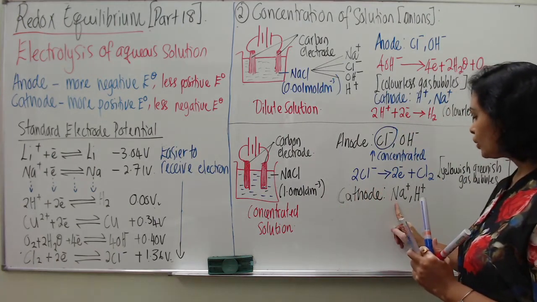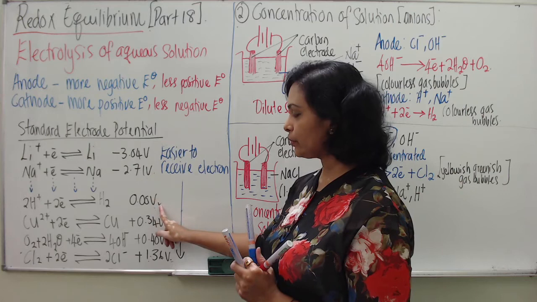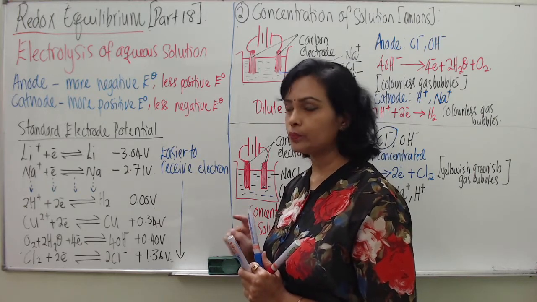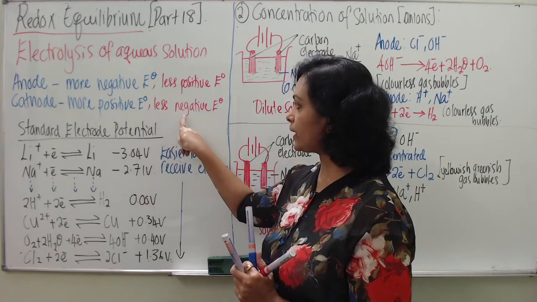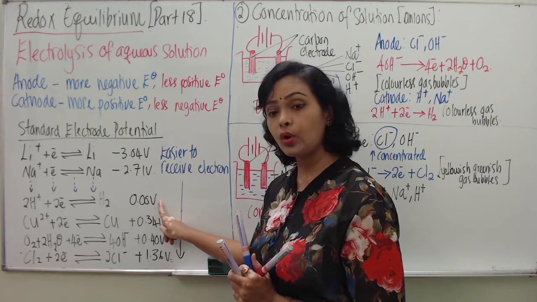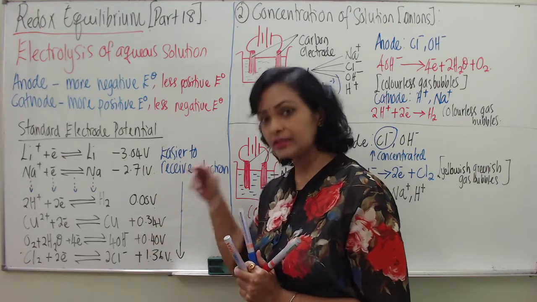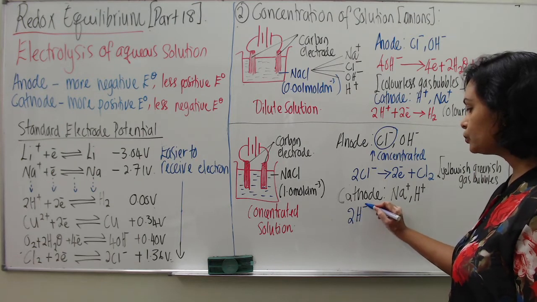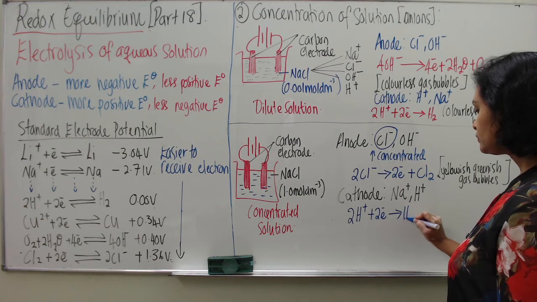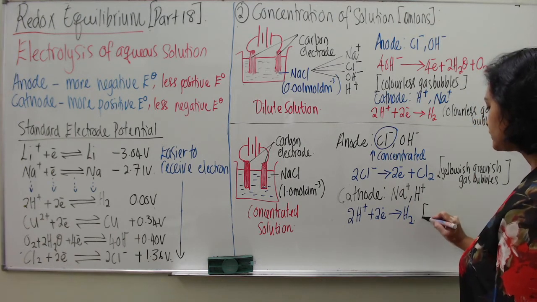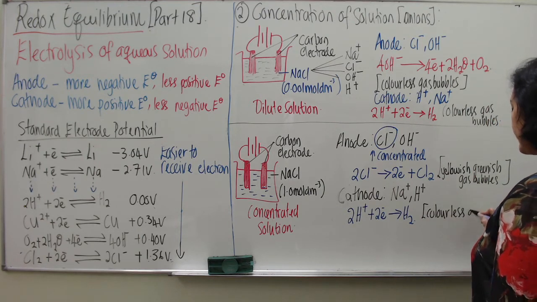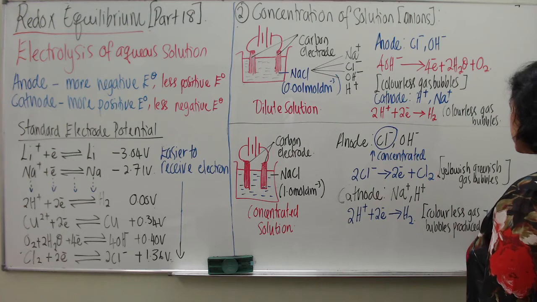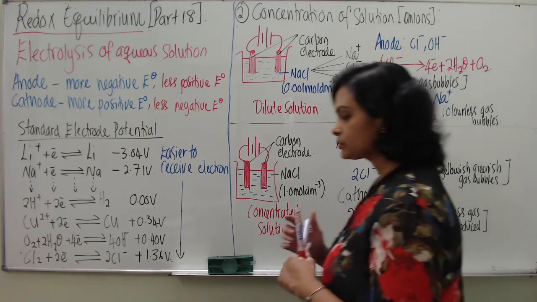Meaning, amongst sodium and hydrogen ions, choose the substance which has lesser negative value. Either one, you can choose either more positive E naught or less negative E naught. So between negative 2.71 and 0.00, we have hydrogen with lesser negative because it is towards the positive already. So obviously you will be choosing hydrogen ion to be discharged. And that is the reason why you can see colorless gas bubbles produced.